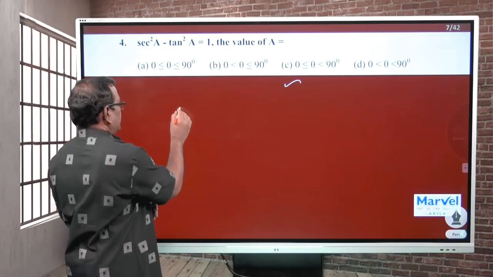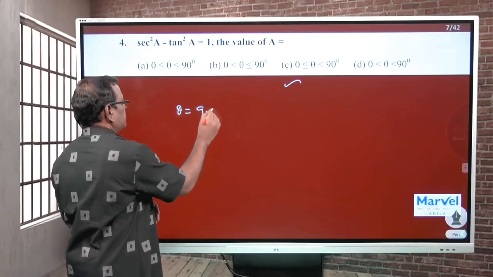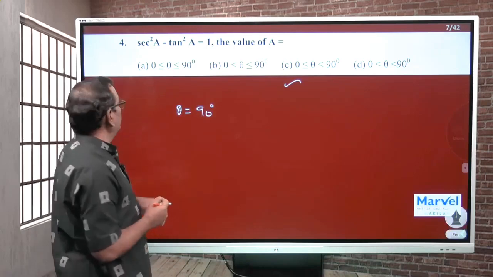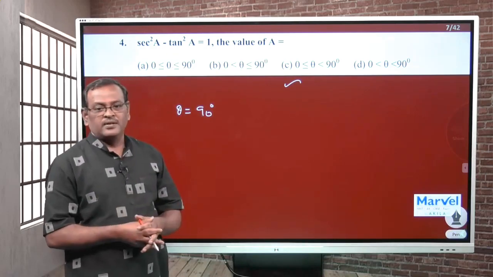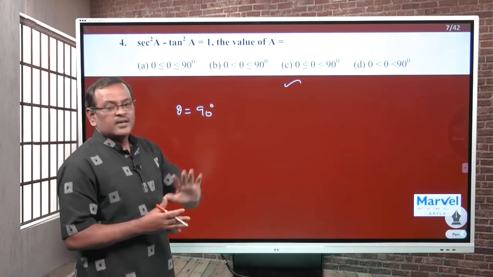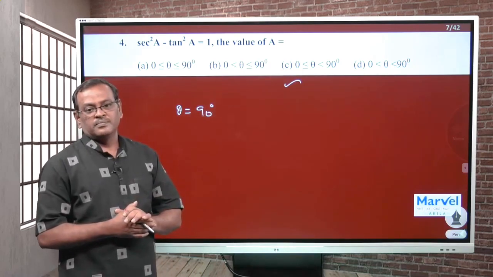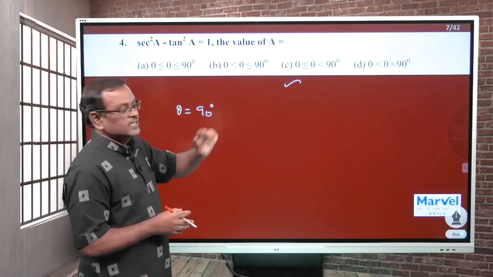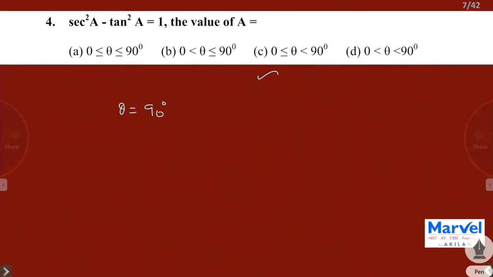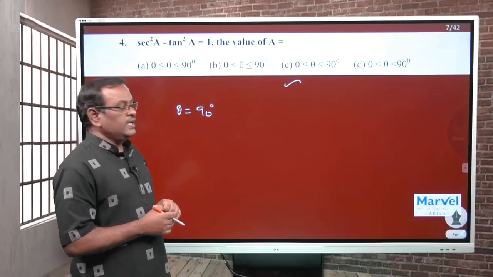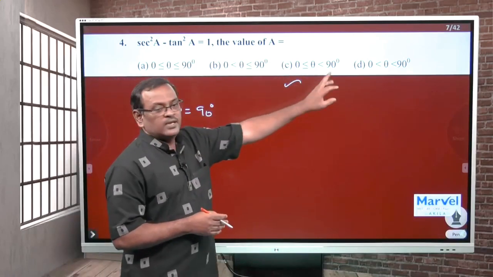Because when theta equals 90 degrees, what is tan A? Tan A is not defined, and hence 90 degrees is not included. That is the reason for option C. 0 is included: if you substitute, secant 0 is 1 and tan 0 is 0, and 90 degrees is not possible to substitute. Therefore, the range of theta is greater than or equal to 0 and less than 90 degrees.